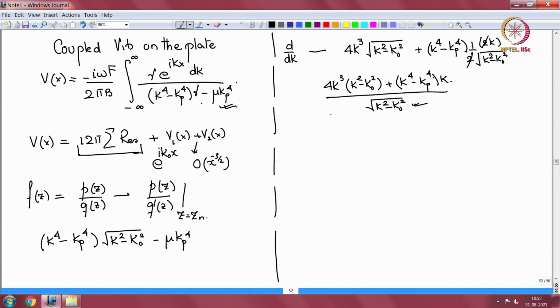And this will go on top. If it goes on top, we have gamma already, so we get gamma square, which is k square minus k0 square. And the denominator is going to be 5k to the power 5 minus 4k cube k0 squared, minus kp4. This has to be evaluated at any of the roots.